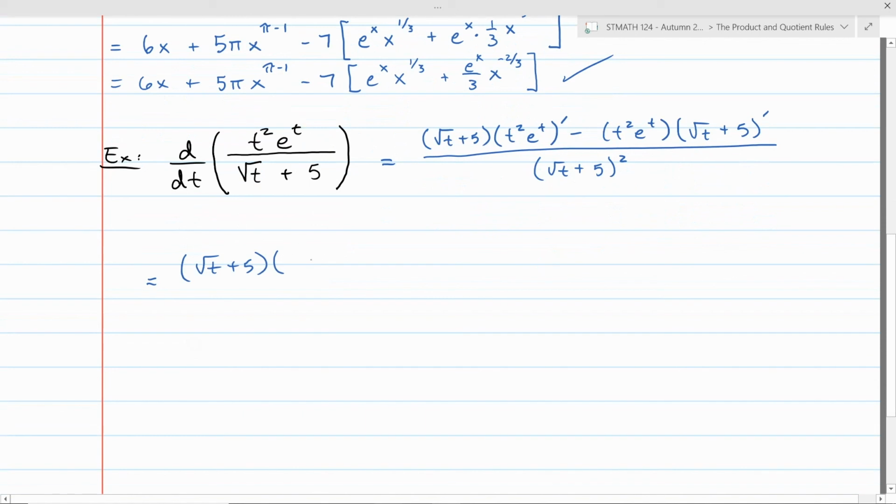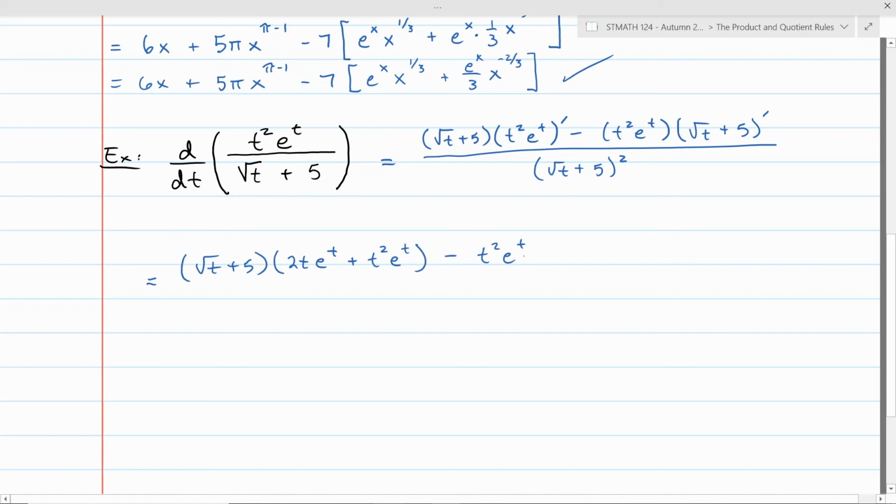So the product rule says take the derivative of the first term, so that'd be 2t, multiply times the second term, plus, then leave the first term alone and multiply times the derivative of the second term. Well, the derivative of e to the t is just e to the t. Then you do minus, and you got your t squared e to the t there.